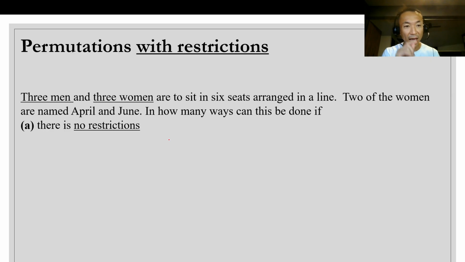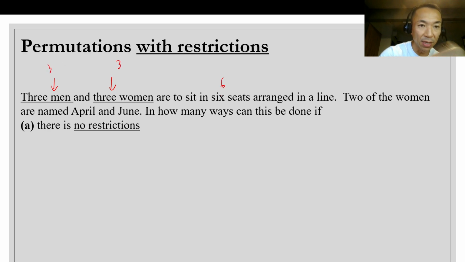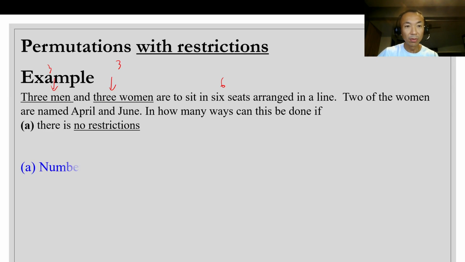The first part, part A, is the easy one where there are absolutely no restrictions: how can we arrange 3 men and 3 women in 6 seats? So quite easily, how many ways can it be done? No restriction, so just 6 factorial, because there are 6 slots and you want to seat 6 people. Clear and simple, done.